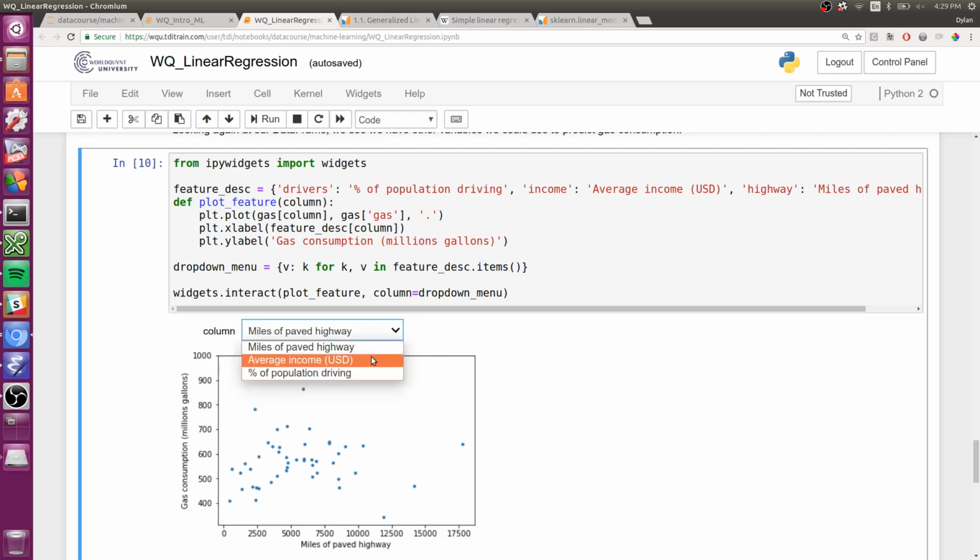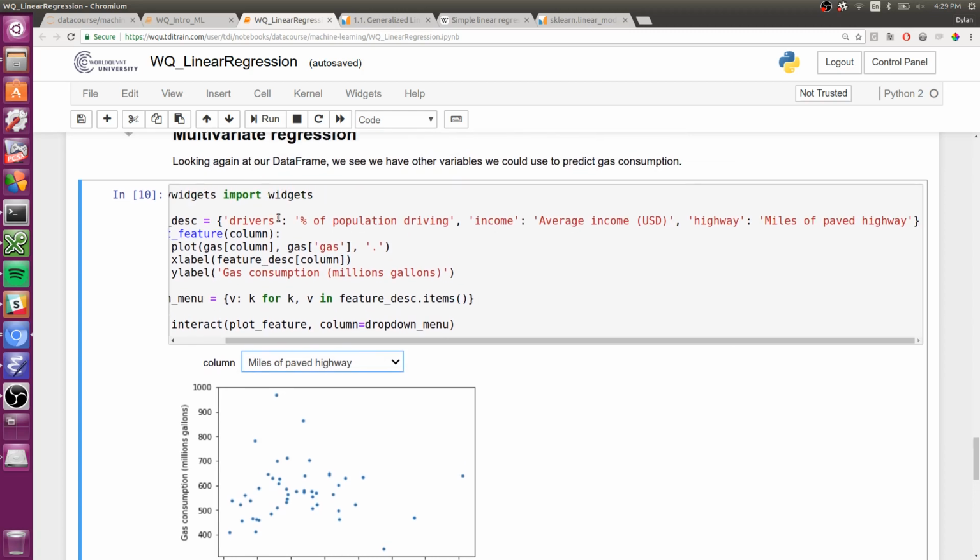If we look at average income, wait, where did tax go? Let's add tax in here. I'm not sure why it's not there. I'll put this as gas tax.